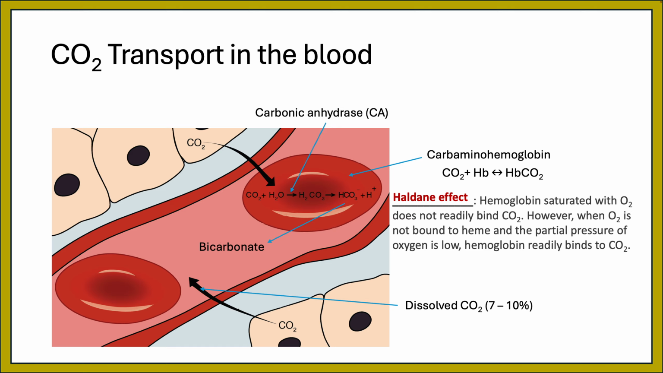Now, this is going to come into a relationship with oxygen, since hemoglobin also carries oxygen. Hemoglobin that's saturated with O2 does not readily bind to CO2. But when O2 is not bound to the heme, when the partial pressure of oxygen is low, hemoglobin readily binds to the CO2. So if you take oxygen to places where the concentration of O2 is low, it's going to diffuse away from the hemoglobin, and the CO2 is going to be able to be picked up and transported that way.